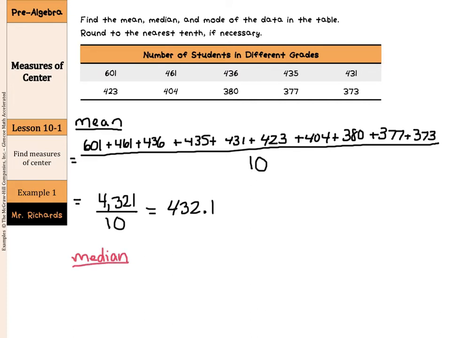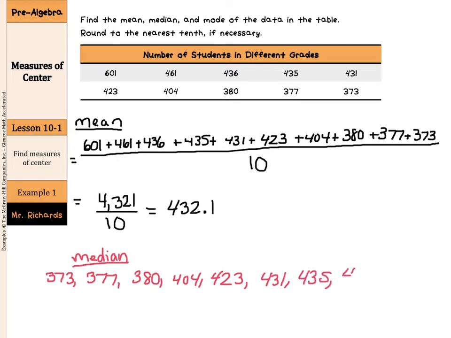To calculate the median, we need to have these numbers in order from least to greatest. So let's start that. We have 373 first, then 377, then 380, 404, 423, 431, and actually this table appears to be already in order, which is very helpful. But sometimes your tables will not be, so it's always good to rewrite them at least in order from least to greatest.